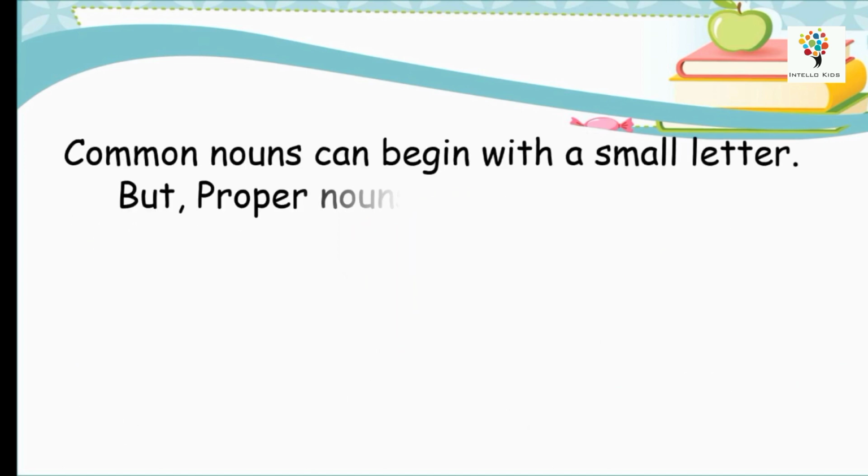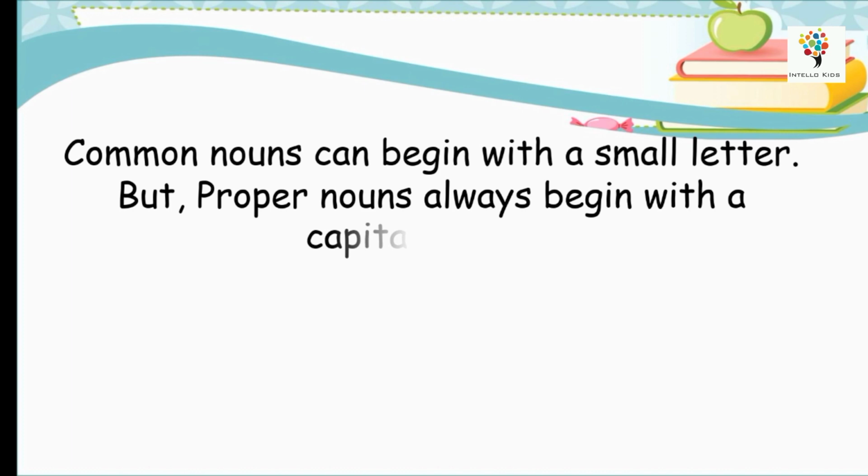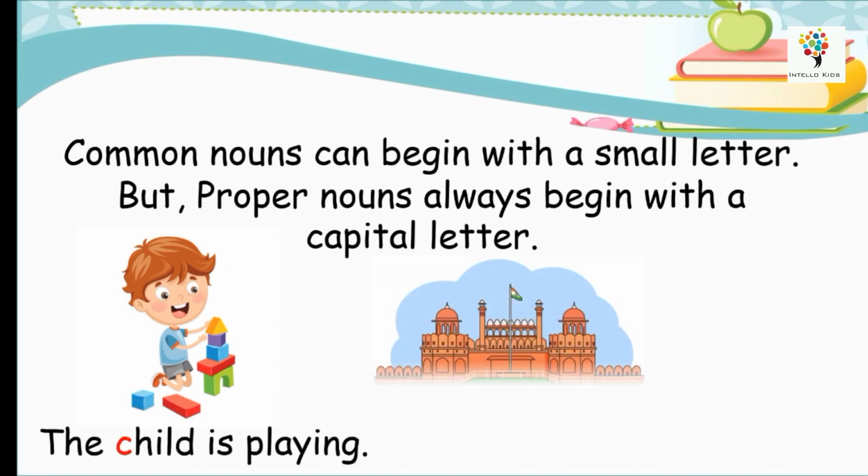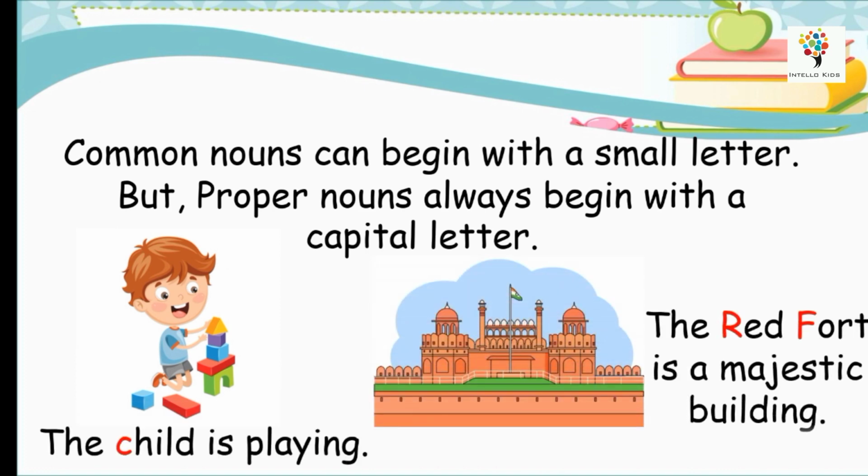Common nouns can begin with a small letter, but proper nouns always begin with a capital letter. For example, in this sentence, the child is playing. Child is a common noun, so C is a small letter. Next sentence, the Red Fort is a majestic building. Here, Red Fort is a proper noun. So R and F will be capital.